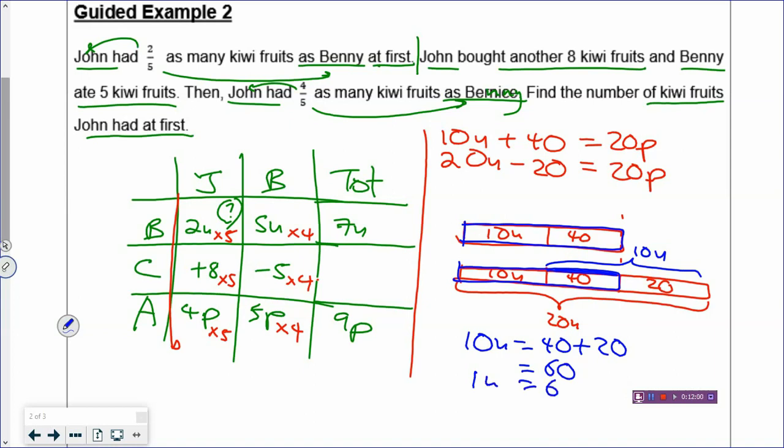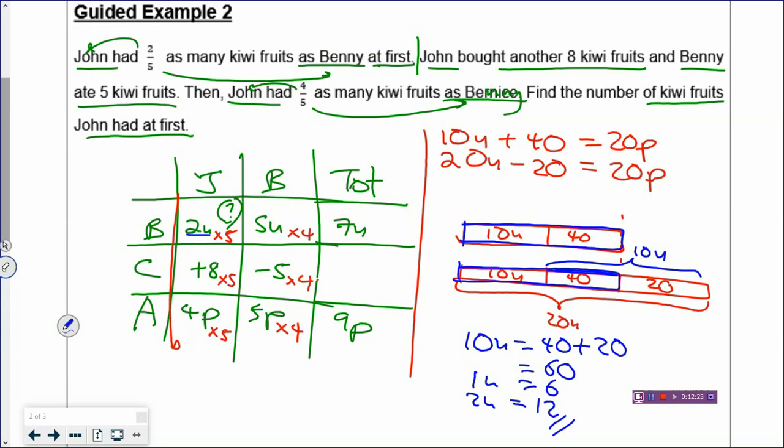Now you can go back to the table, and can you see John has how many units? Not 10 units, not 2 units times 5, but it's 2 units. So John has 2 units of kiwi fruits. So 2 units will be 2 times 6, 12. And you solve the problem. Okay, so you use the table and the model to work out the answer.